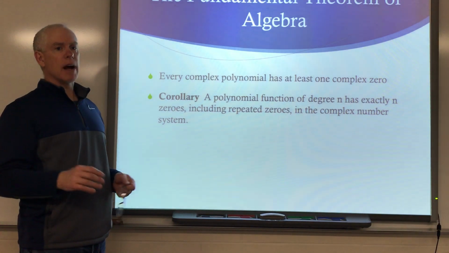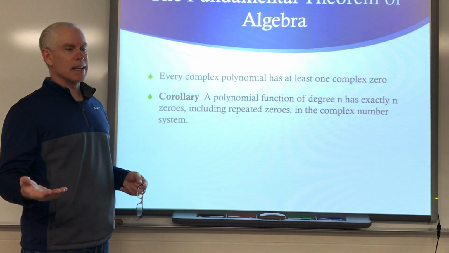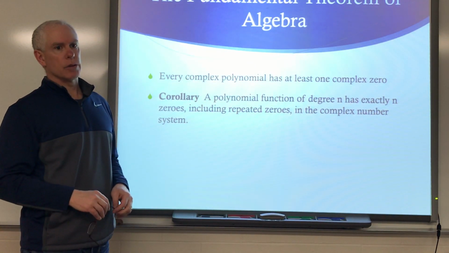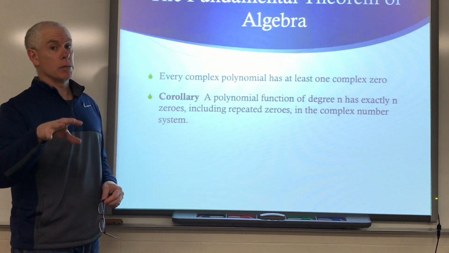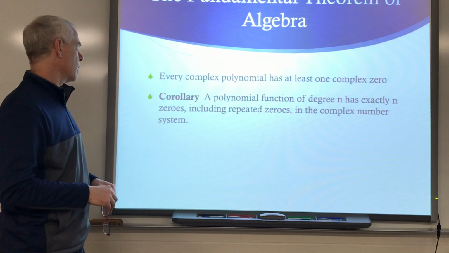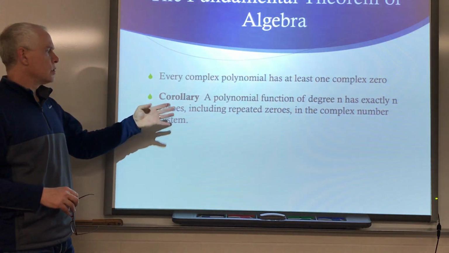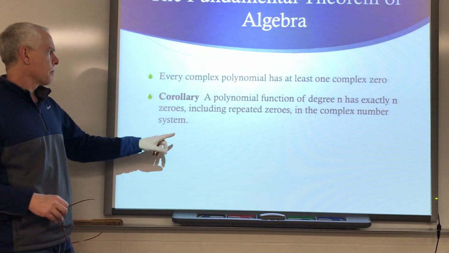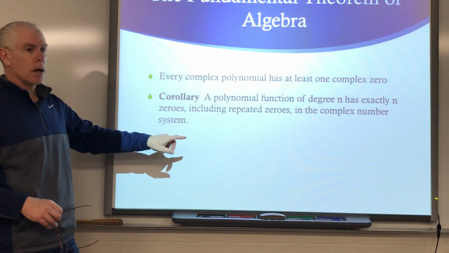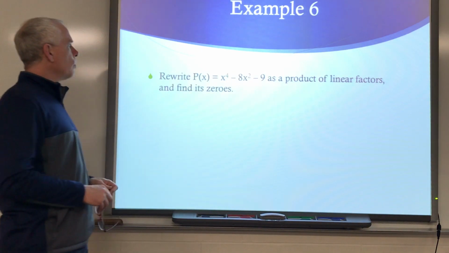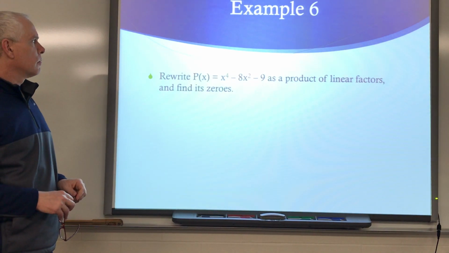As a matter of fact, if the polynomial is degree n, there are n complex zeros. And remember, all of the real numbers are a subset of the complex numbers. Corollary: a polynomial function of degree n has exactly n zeros, including repeated ones, in the complex number system. So rewrite that as a product of linear factors.